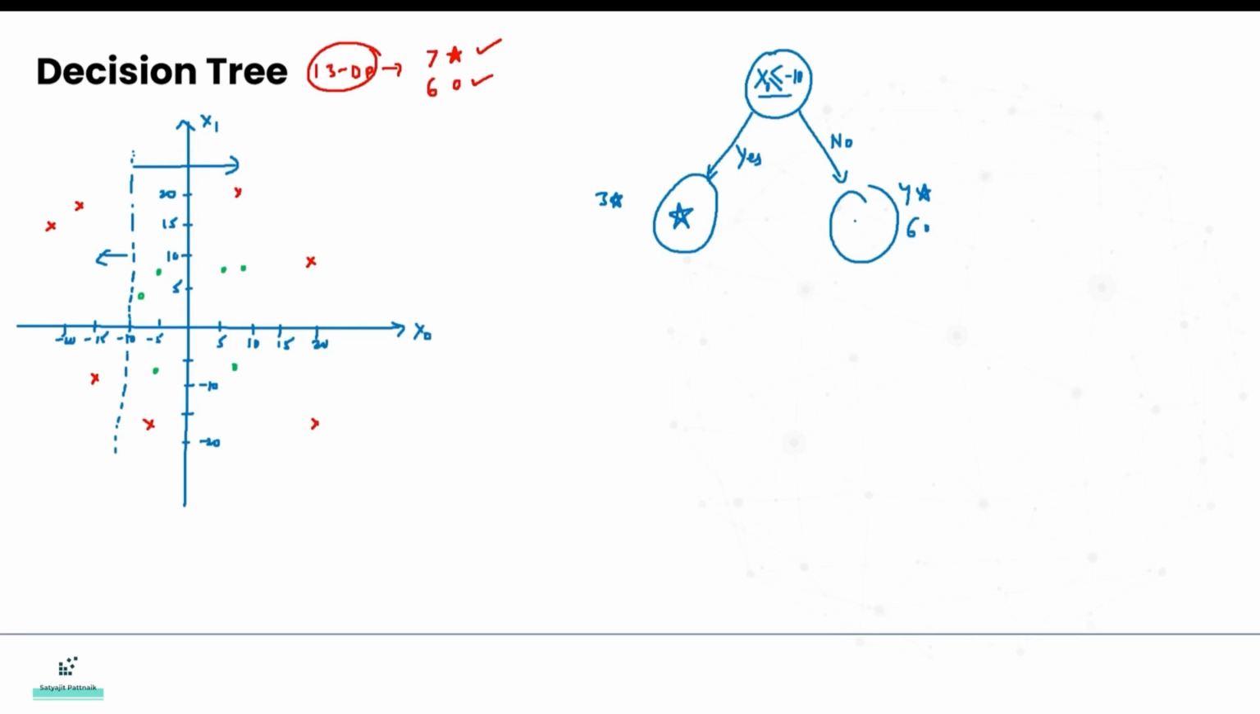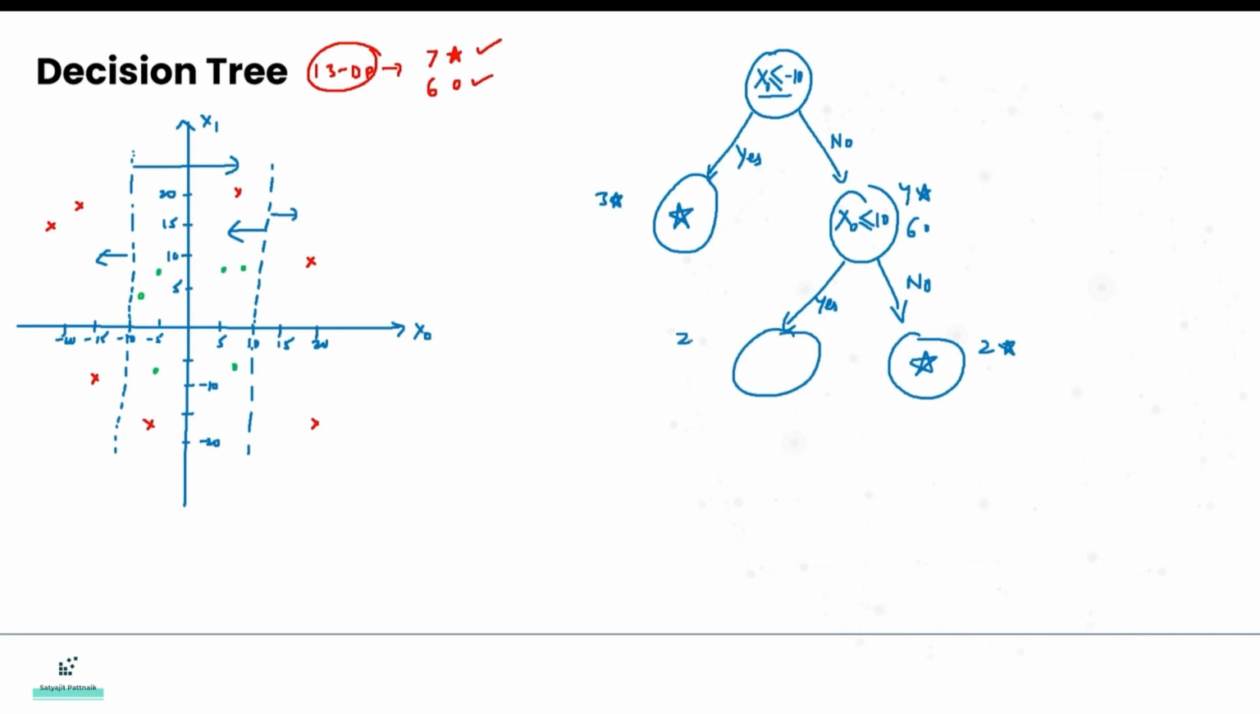Now the second condition will be, let's say, x0 is less than or equal to 10. That means this particular line. Less than or equal to 10. Yes or no? If it is no, how many stars? There are 2 stars. If it is yes, how many stars? There are 2 stars here and 6 circles.